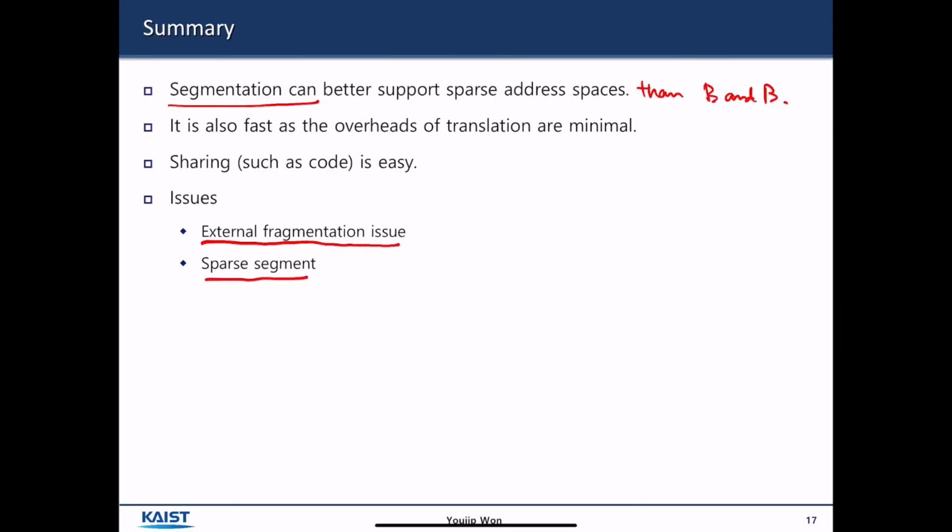For the sparse segment, consider a heap segment. This is the heap segment. Somehow only the beginning of the segment and the end of the segment are being used, and the middle is all free. In that case, segmentation has to allocate physical memory at segment granularity. So this part is still allocated even though it is not used. That is the problem of segmentation.